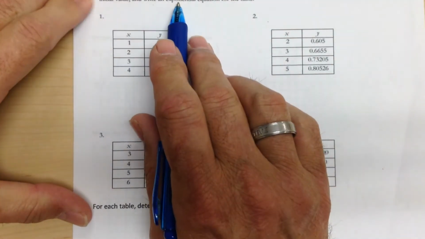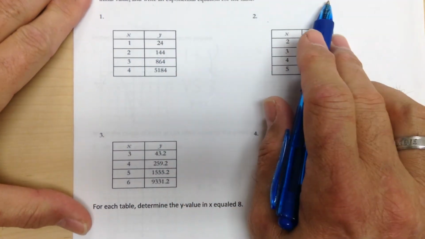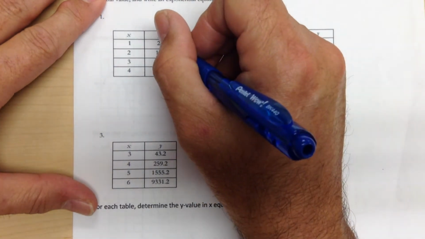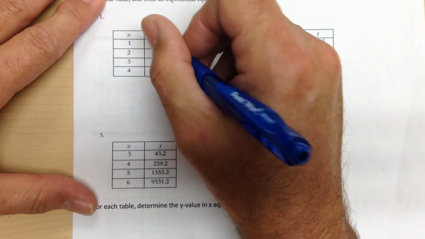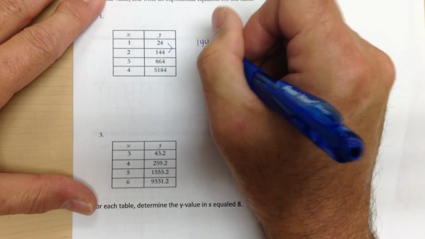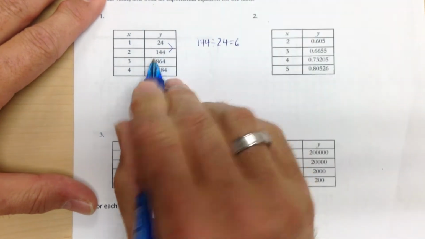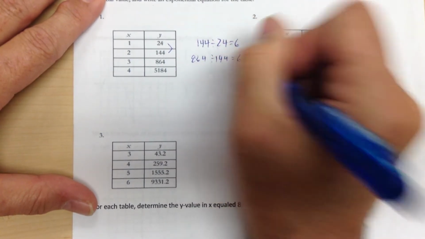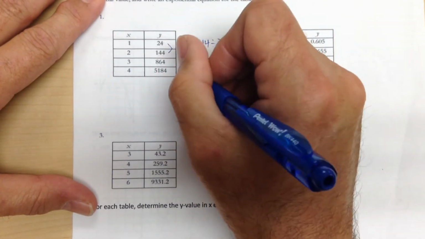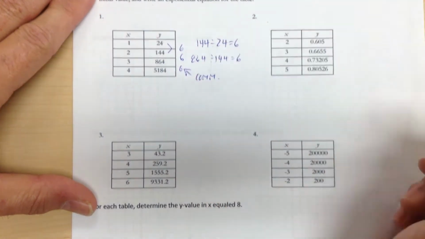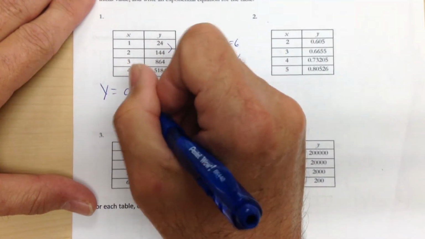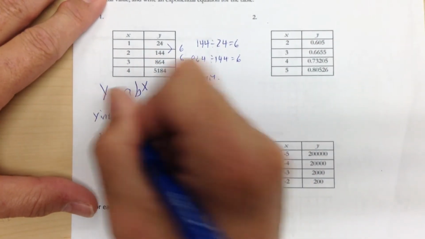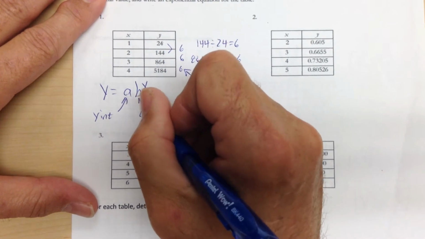Okay. On these problems here, we want to write the problem in the exponential equation of it. So right here, we're going to go down the table, and if you do 144 divided by 24, you get 6. If you do 864 divided by 144, you'll get 6. So 6 is going to be the common multiple. Okay, and remember, we need to make it y equals a b to the x. The a is our y-intercept, or our zero number, and the b is our common multiple.